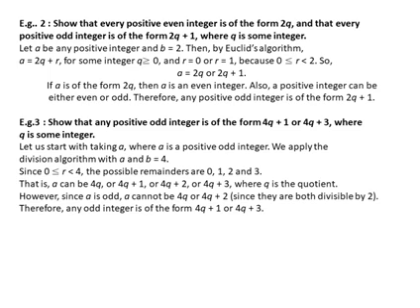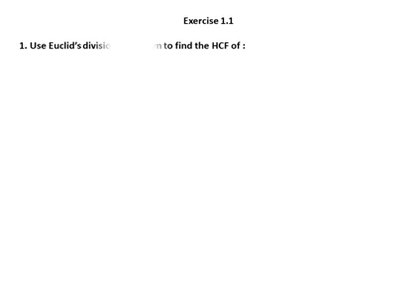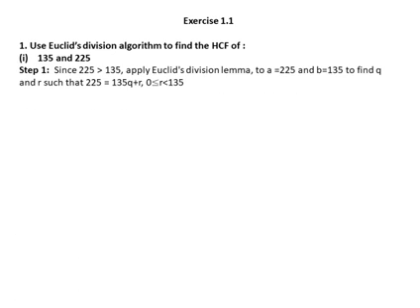Exercise 1.1. First sum. Use Euclid division algorithm to find the HCF of 135 and 225. First we need to check which number is greater. Here 225 is greater than 135. By applying Euclid division algorithm, we need to express in the form of a is equal to bq plus r. Here a is equal to 225, b is equal to 135. So 225 is equal to 135q plus r.